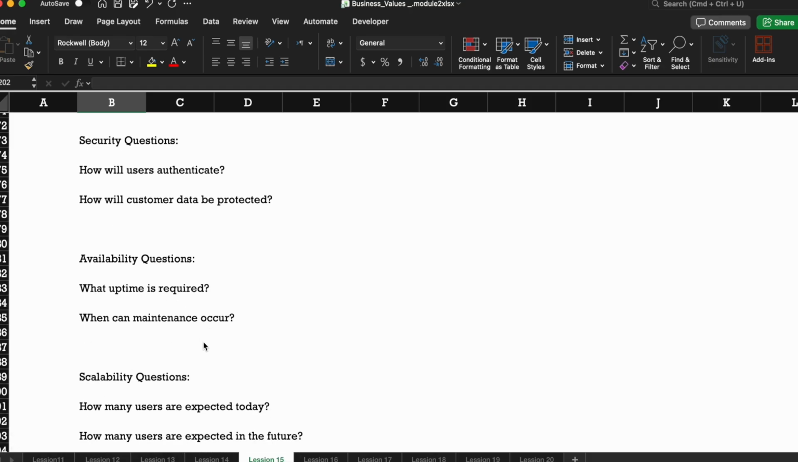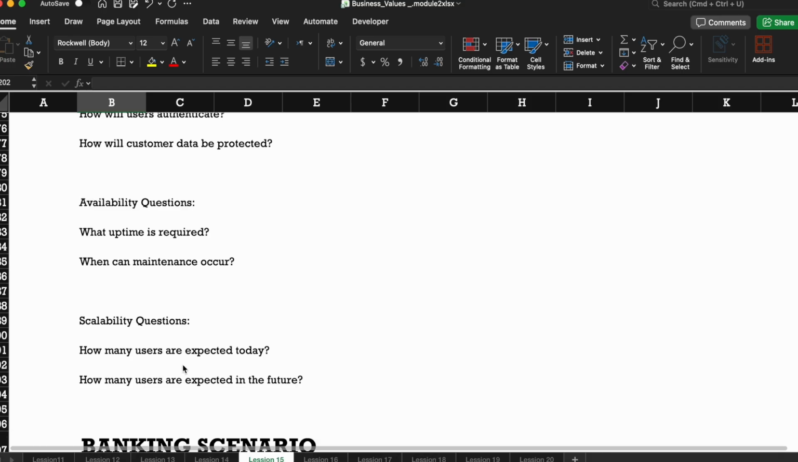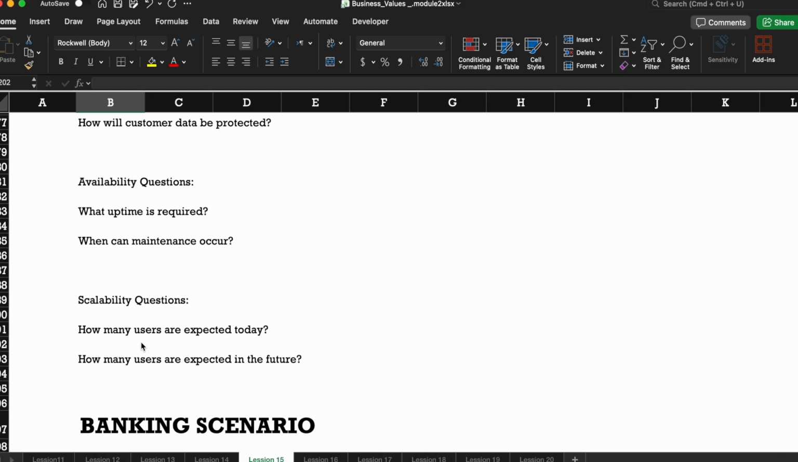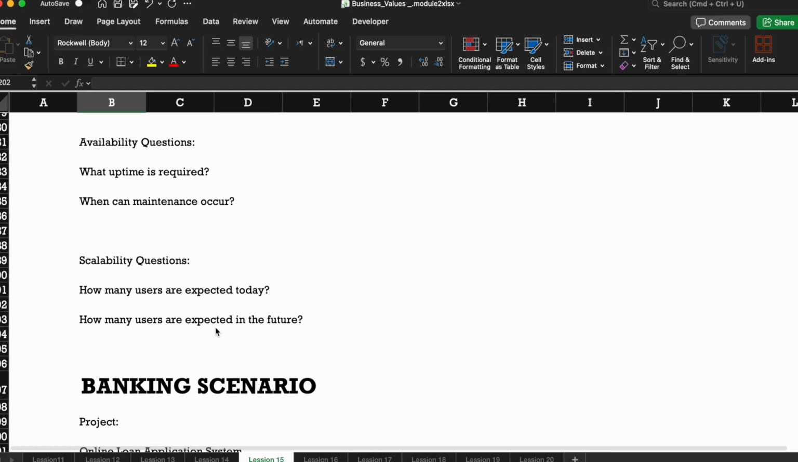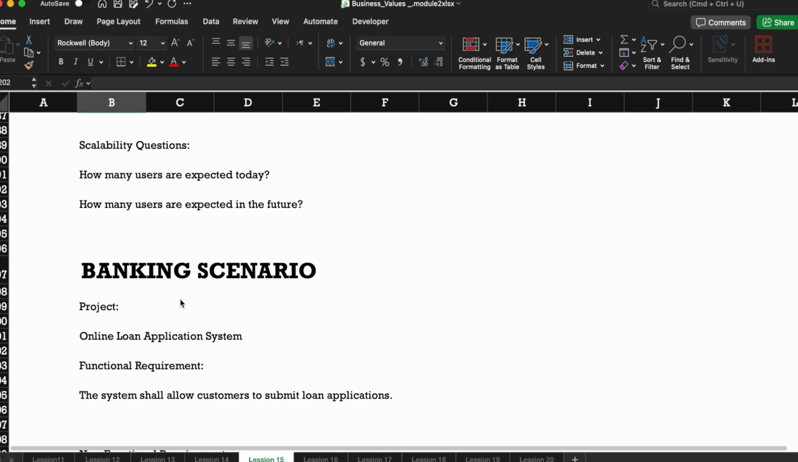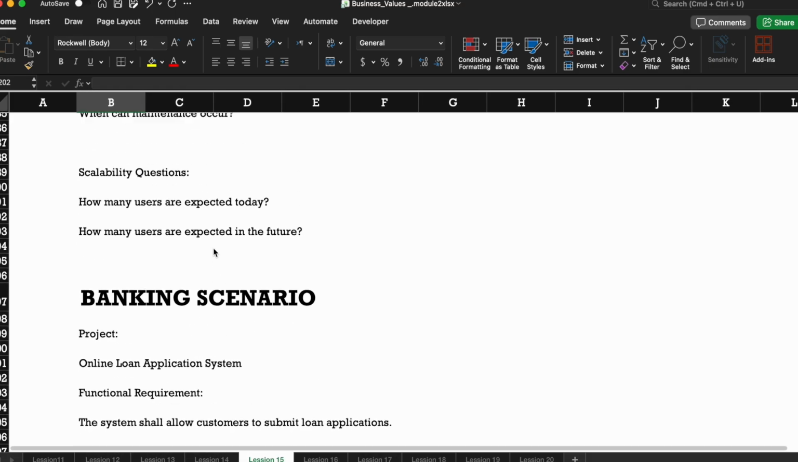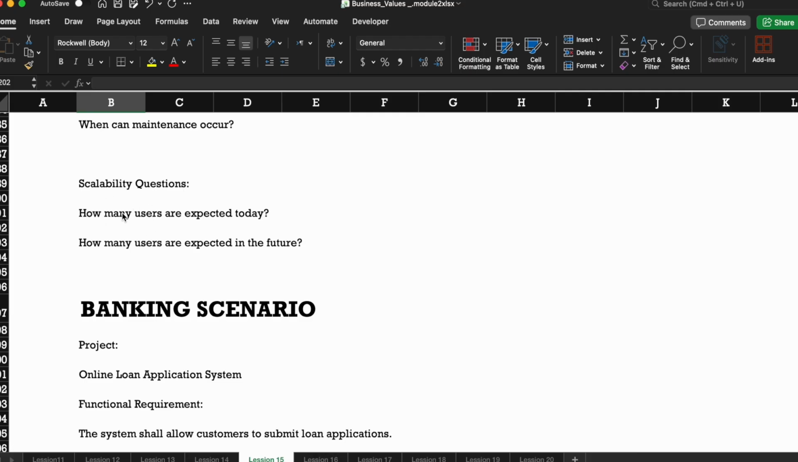You have seen, maybe at 2 o'clock or 1 o'clock, if you try to open some banking site, you see a message that so-and-so features are not available until 2 o'clock, right? Especially on the weekend. Scalability questions: how many users are expected today, how many users are expected in the future? So, banking scenario project. The BA does not need to define this; the technical folks can give you numbers, but your job is to capture this, to ask this question.